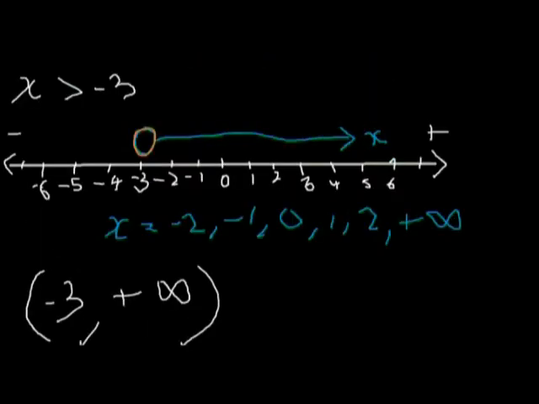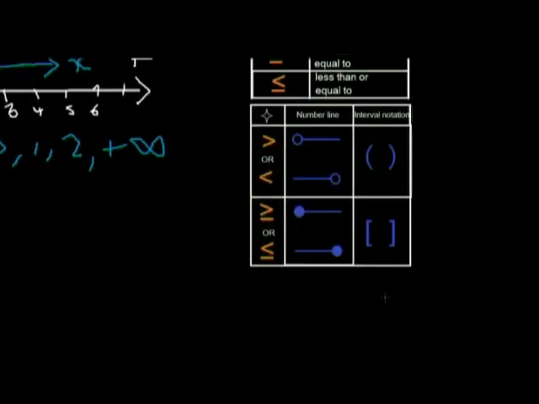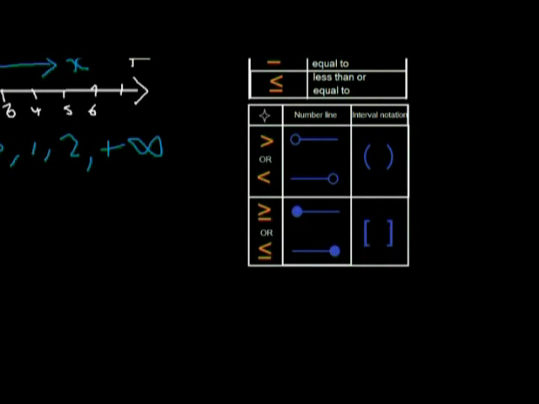And also, in terms of interval notation, for infinity we use a circular bracket, and not a square bracket. A square bracket is only used when we have a greater than or equal to sign, or less than or equal to sign, so a closed circle.